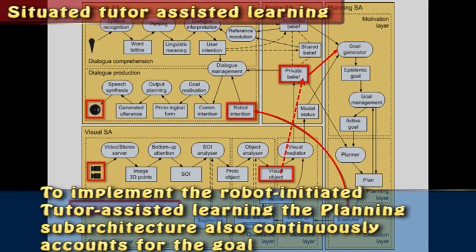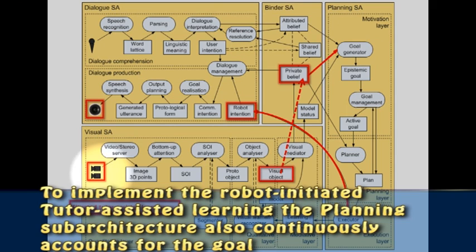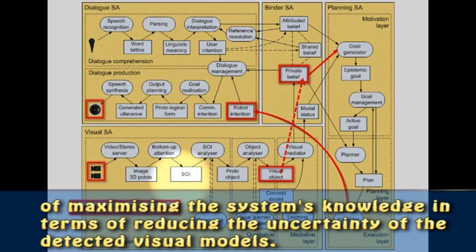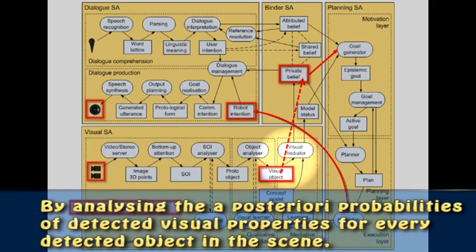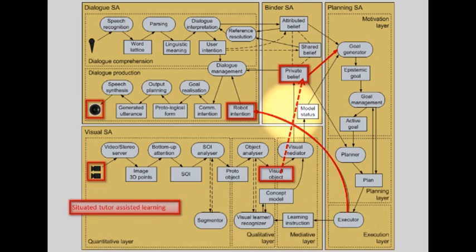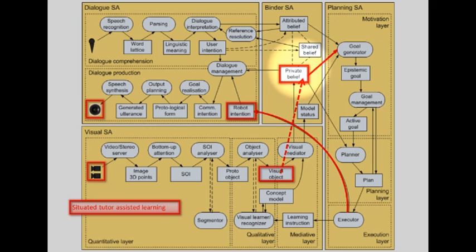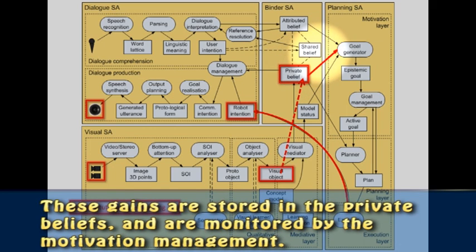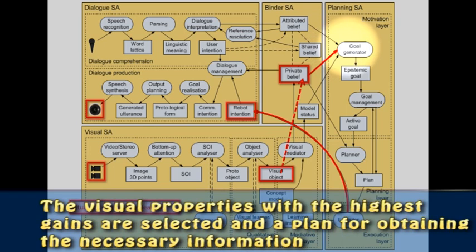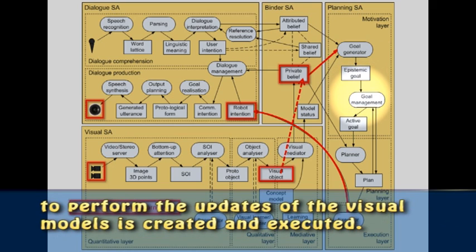To implement the robot-initiated tutor-assisted learning, the planning subarchitecture also continuously accounts for the goal of maximizing the system's knowledge in terms of reducing the uncertainty of the detected visual models. By analyzing the a posteriori probabilities of detecting visual properties for every detected object in the scene, the visual subarchitecture estimates the gains of updating the current visual models. These gains are stored in the private beliefs and are monitored by the motivation management. The visual properties with the highest gains are selected, and a plan for obtaining the necessary information to perform the updates of the visual models is created and executed.